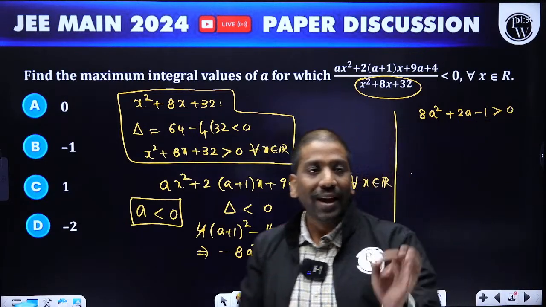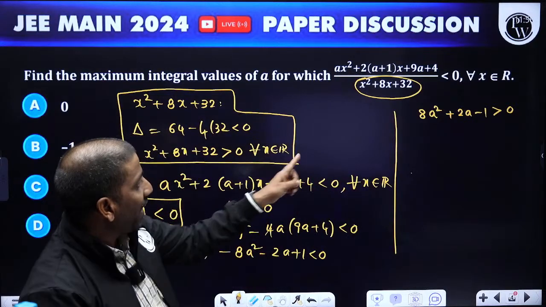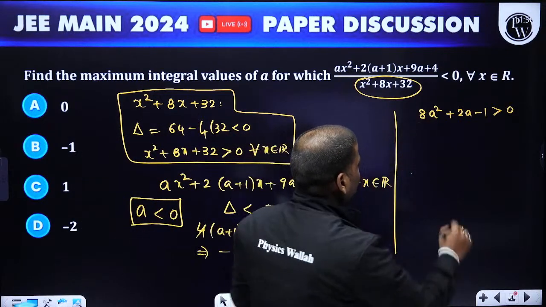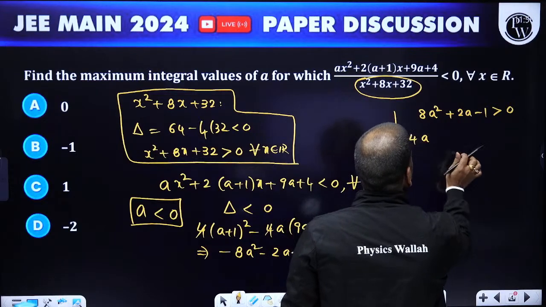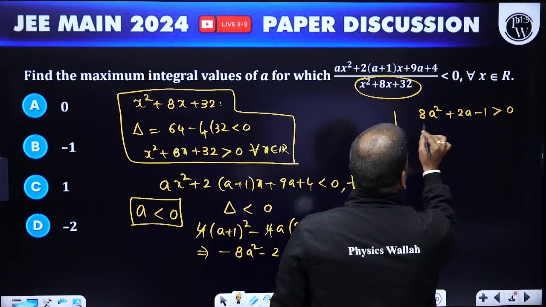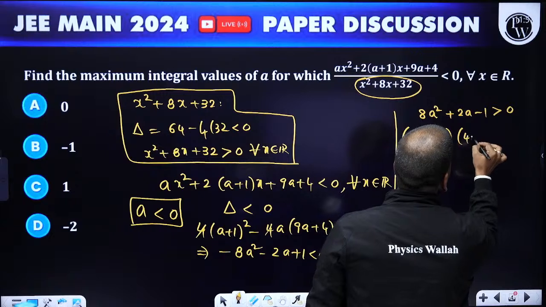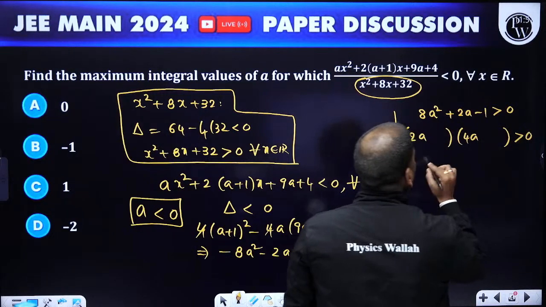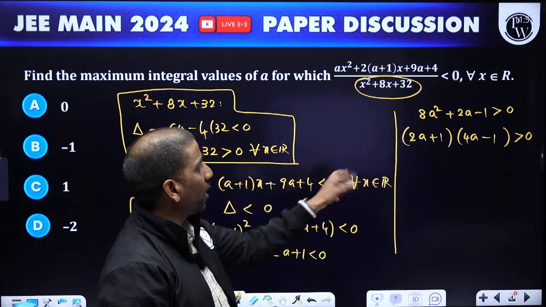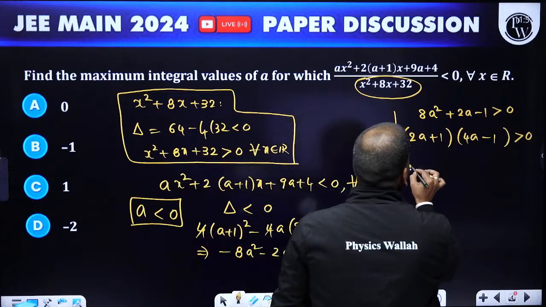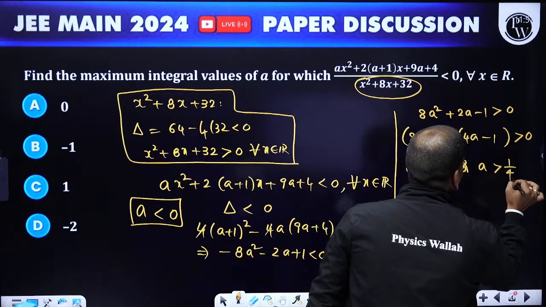What do you say, Shanmukh? So 8a square, factors 8, so that means 4a square. We can write directly: 2a something and 4a something, which is greater than 0, but plus 2a. So here plus 1, here minus 1. Now you can check it: 8a square plus 4a minus 2a minus 1. So a is less than minus 1 by 2 or a is greater than 1 by 4.